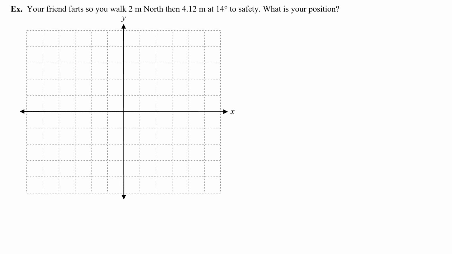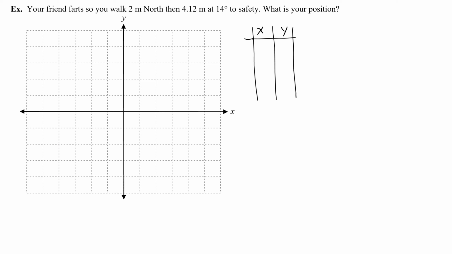Your friend farts, so you walk 2 meters north, then 4.12 meters at 14 degrees to safety. What is your position? Okay, well, for this one, I'm definitely going to do an X and a Y component chart so that I can keep track of everything that's happening.